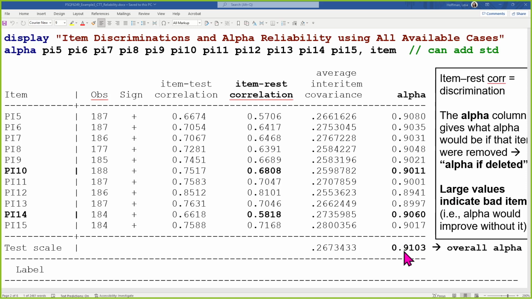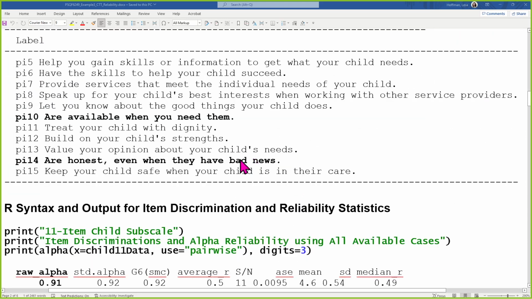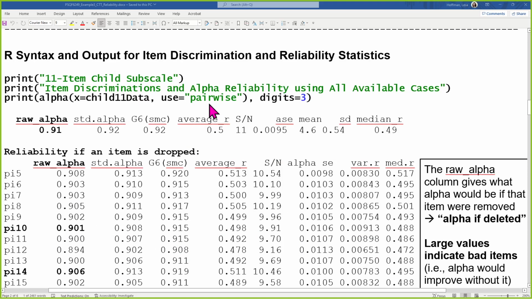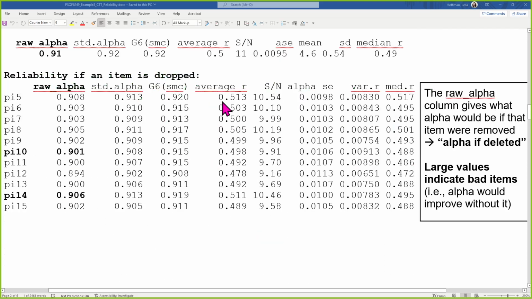So the alpha overall across these 11 items is 0.91, which is pretty good. So alpha would be lower than that if any of them were removed. So on the basis of the numbers, we could keep all 11. On the basis of what they mean and having it make sense, these two got to go. In our output, good luck.